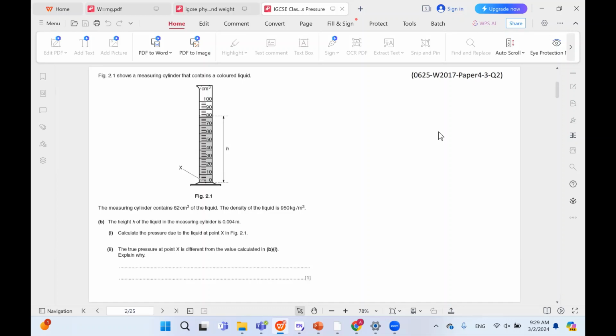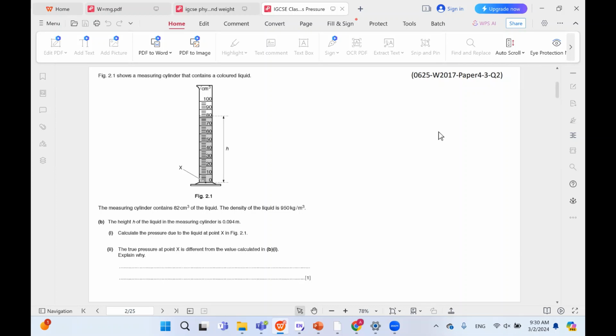Figure 2.1 shows a measuring cylinder that contains a colored liquid. The measuring cylinder contains 82 centimeters cubed of the liquid. The density of the liquid is 950 kilograms per meter cubed. The height h of the liquid in the measuring cylinder is 0.094. Calculate the pressure due to the liquid at point X.